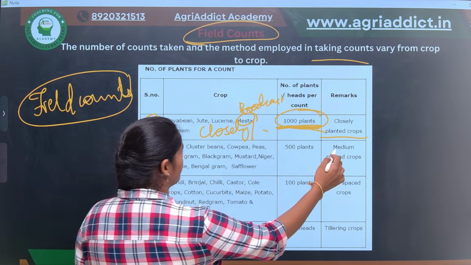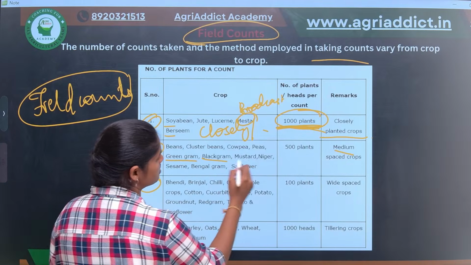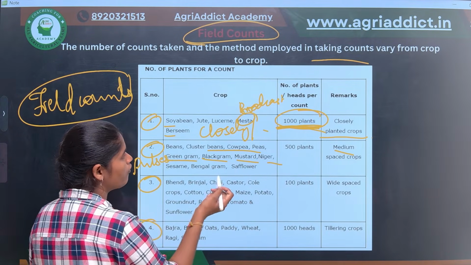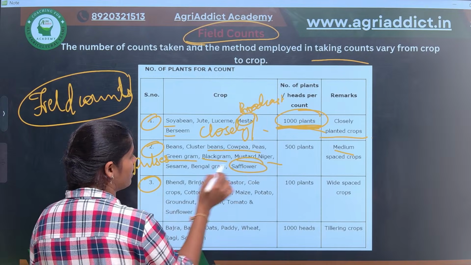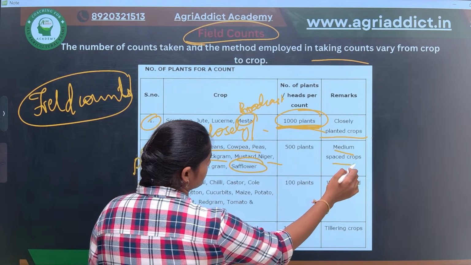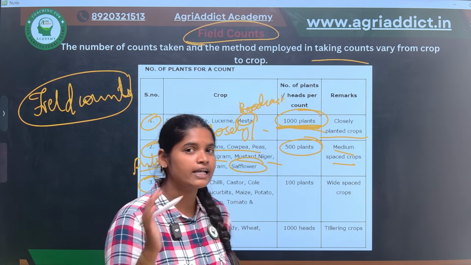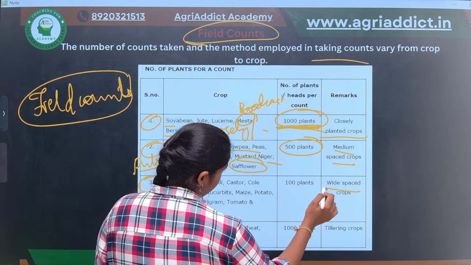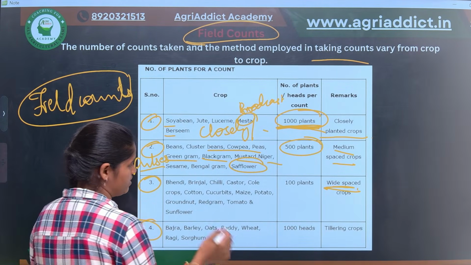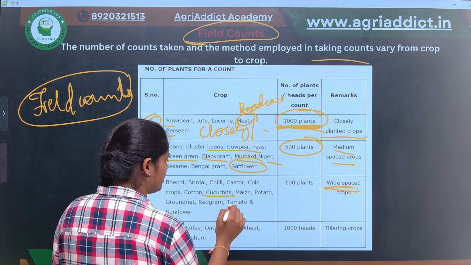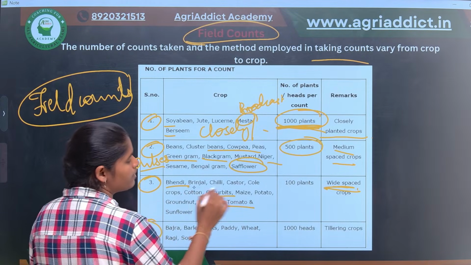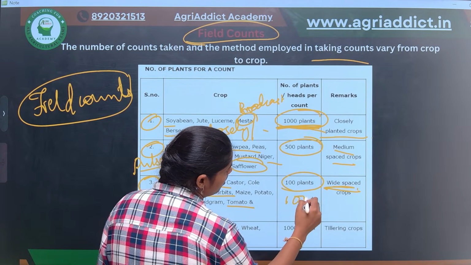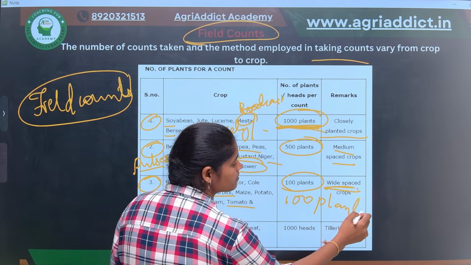In case of medium spaced, especially all are pulses. Just easy to remember this. Though we have some other like safflower and all, majorly they are pulses, they are medium spaced. We have to inspect at least 500 plants. And in case of wide spaced, like vegetables we have cucurbits and then tomato, bendi, brinjal, chili and all. There we have to inspect minimum of 100 plants.